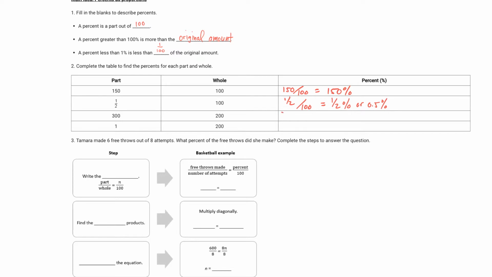This other one is going to be 300 out of 200, right? Well, that would be 150 out of 100, which is again 150%. Okay. And so Tamara made 6 free throws out of 8 attempts. What percent of the free throws did she make? Complete the steps to answer the question.